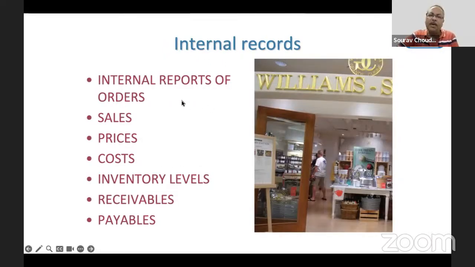So internal records, internal reports of orders, sales, price, how has the price changed, cost, inventory levels. If I have given credit to people, my records of credit, receivables, payables, if I have to pay the vendors, what is the pattern of payment of vendors, the records of payment for vendors. These are all internal records. And there are plenty of others. Okay.